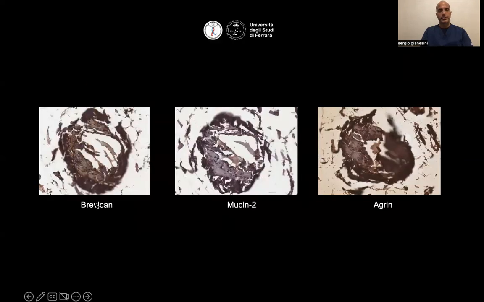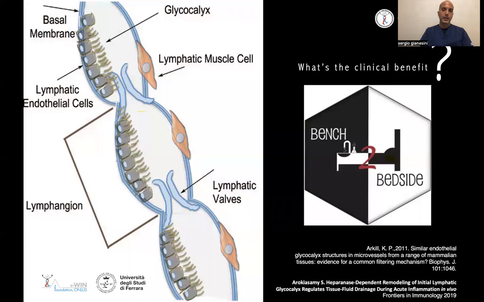We also identified other components like brevican, mucin-2, and agrin. Now, brevican makes sense. It is part of the intersynapses tissue. Mucin is usually present in the extracellular matrix, so we're talking about the exchange of fluids. Agrin, we still don't know why it's there, and that's the beauty of the research. It keeps on going.